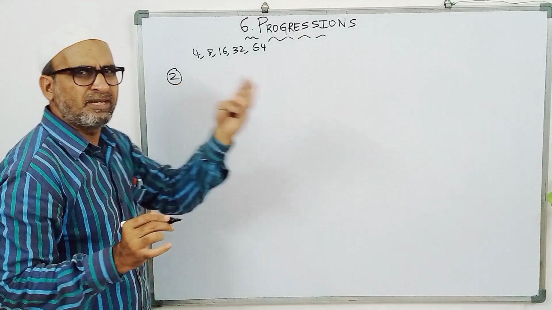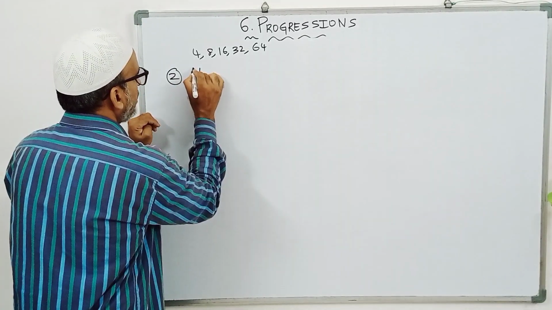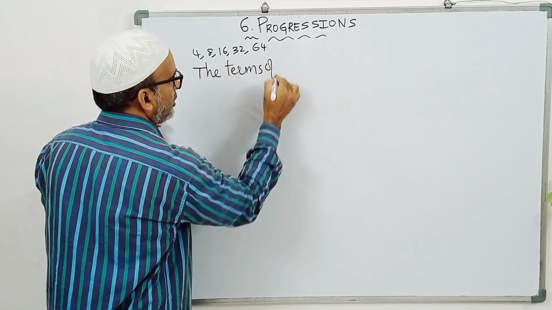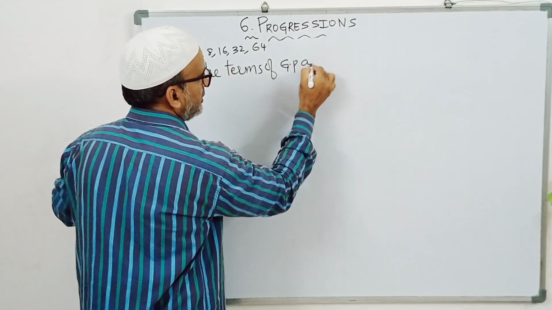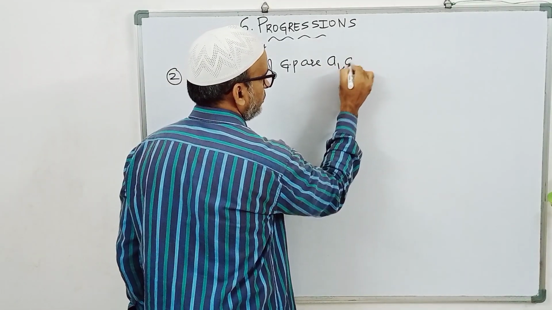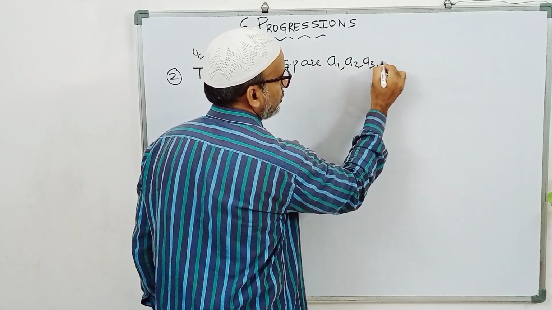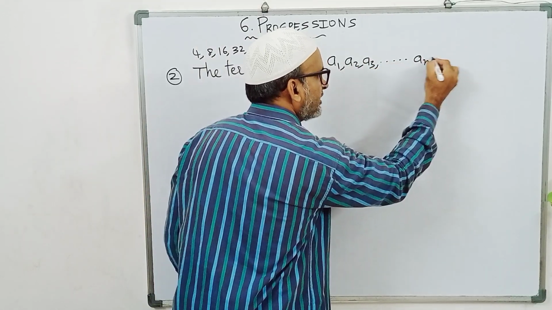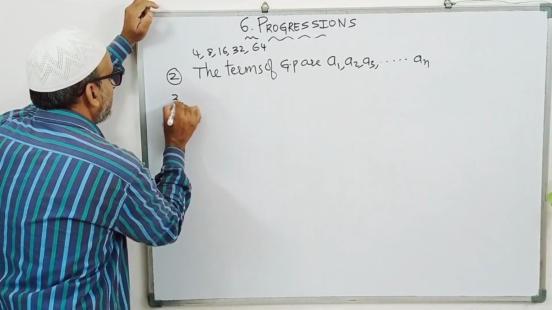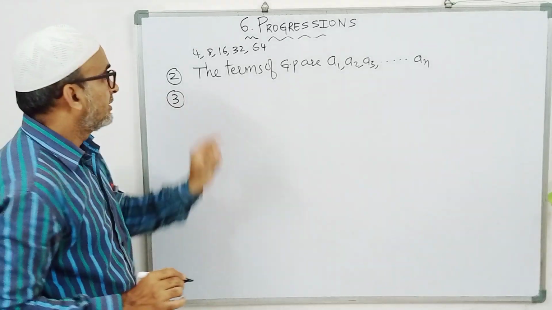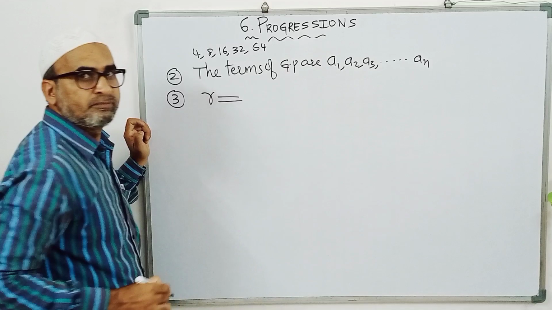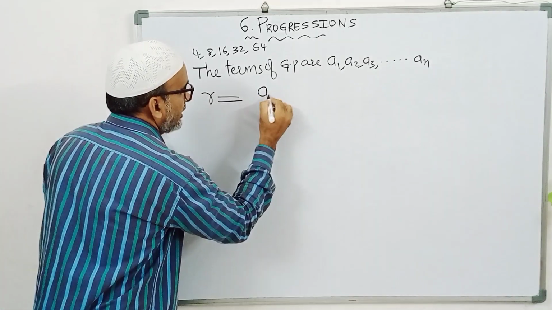Note, important. The terms of GP are like in AP the terms are A1, A2, A3, so on, AN. After this also terms will be there. I am stopping there. Okay. Next, third one. Next, R value. R is equal to what means here? A2 by A1.